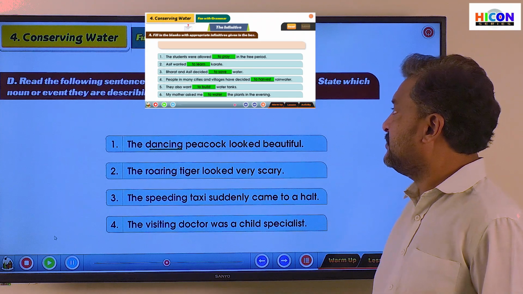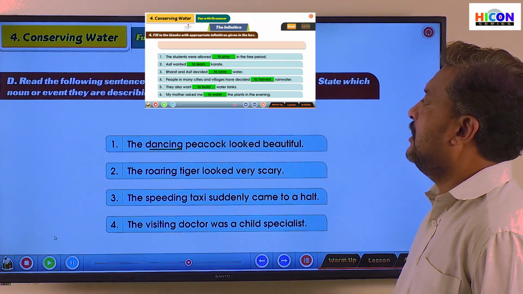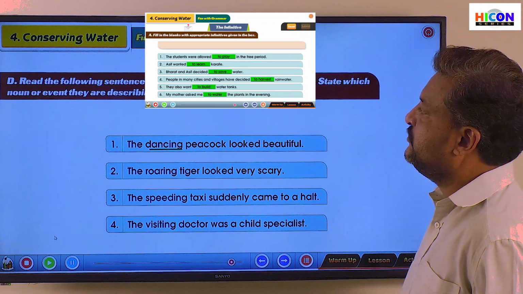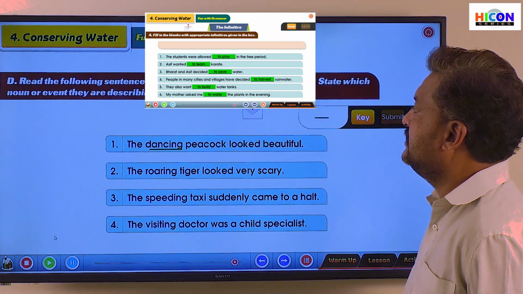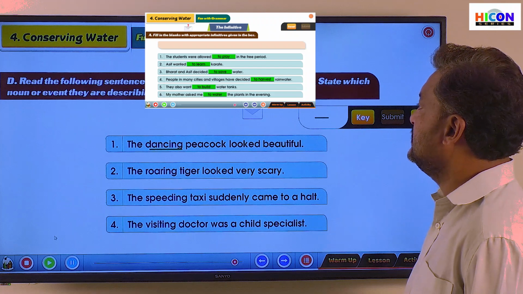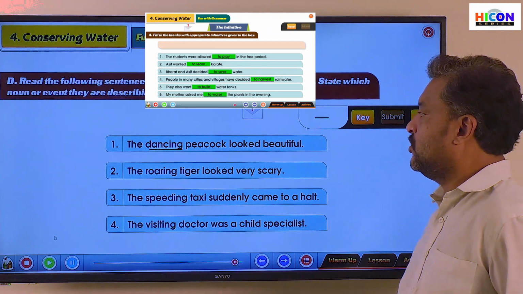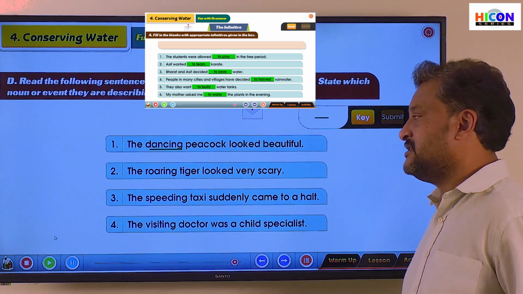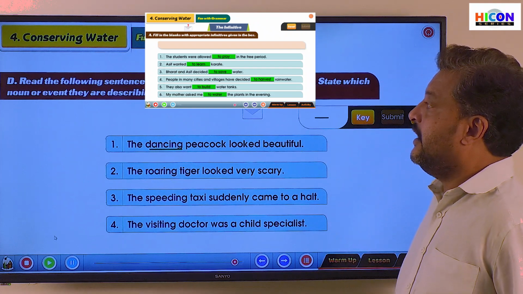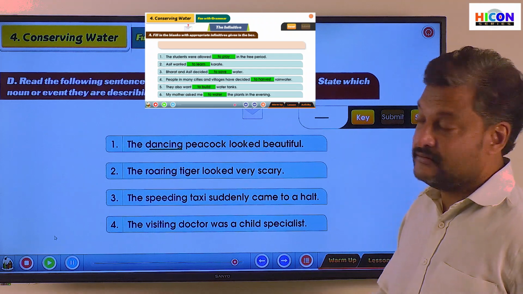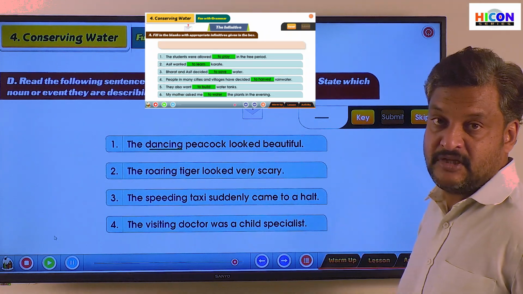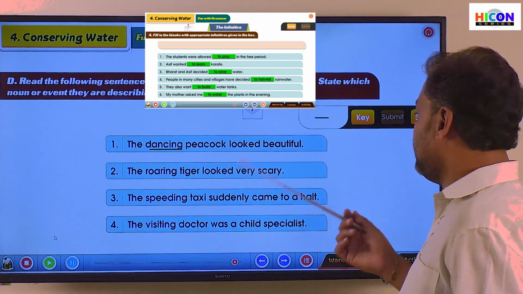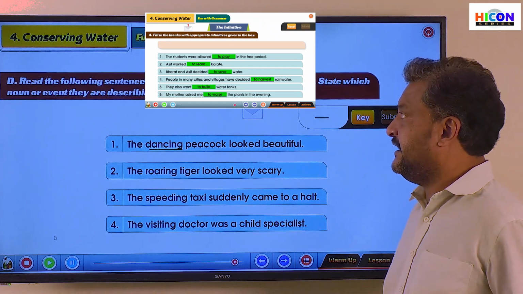Again, another one with the present participles. Read the following sentences and underline the present participles. State which noun or event they are describing. The first one is done for you. So, the dancing peacock looked beautiful. The present participle is dancing and it is describing the noun peacock. Okay. In the second one, the roaring tiger looked very scary.